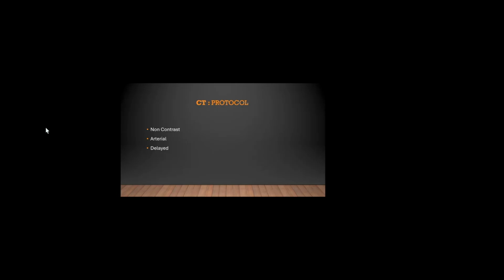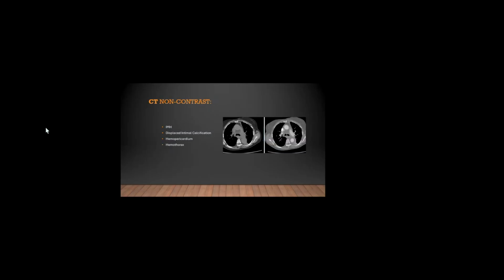Some authors would do a triple phase, so 3 runs, 3 different acquisitions at 3 different time points. Each time point, or each scan, serves a certain function in order to reach the diagnosis in the end. One would be maybe the non-contrast study, followed by an arterial phase, which is usually maybe after 20 to 30 seconds, and then the delayed phase, which is around 60 to 90 seconds from the contrast injection. And each run serves a certain role.